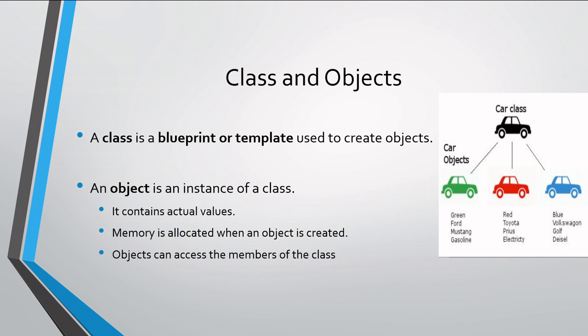Object contains the actual value, okay, and memory is allocated when the object is created. Suppose I want to access the member of the class, then we can go through the object to access the member of the class.